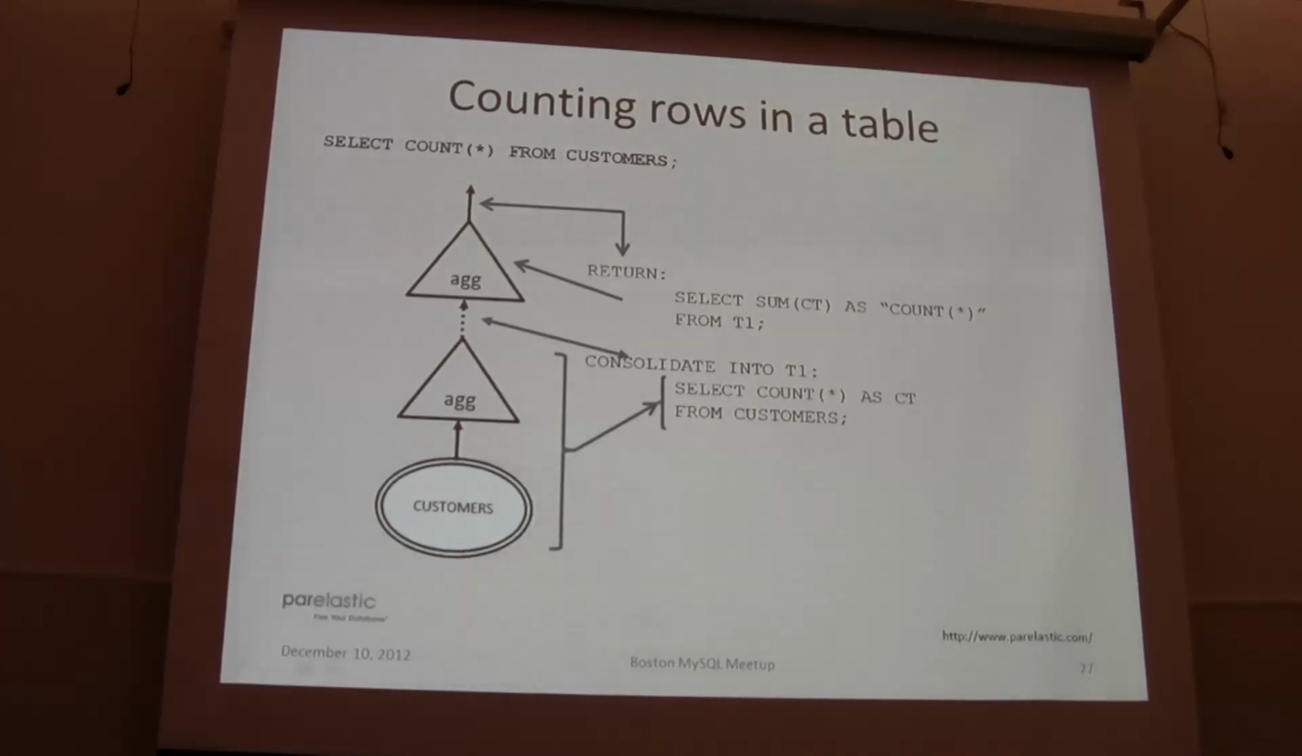Reasonably common way of representing a query parse tree. Select count star from customers. That's the query which was received in SQL. You're going to scan the customers table. The 2 lines of the circle indicates that it's going to be executed in parallel.